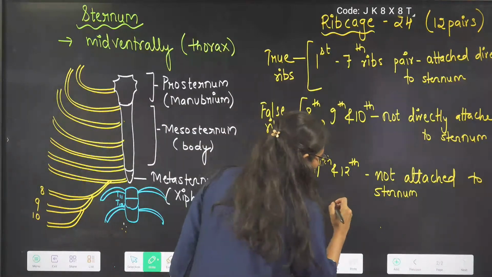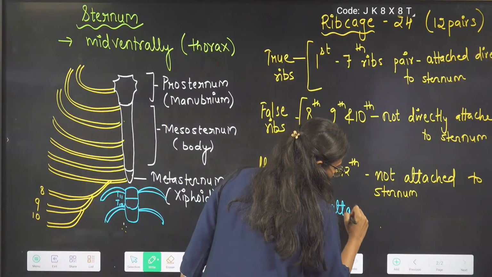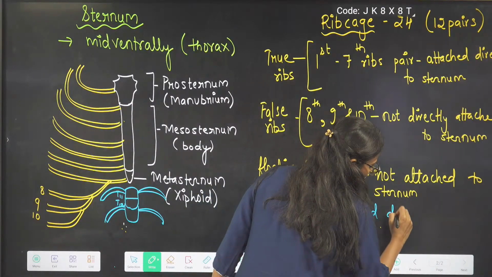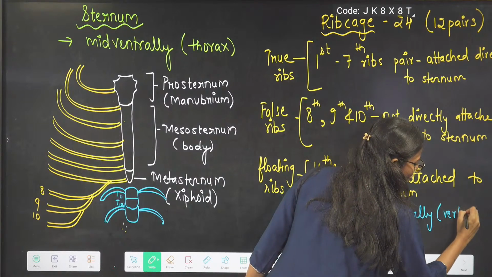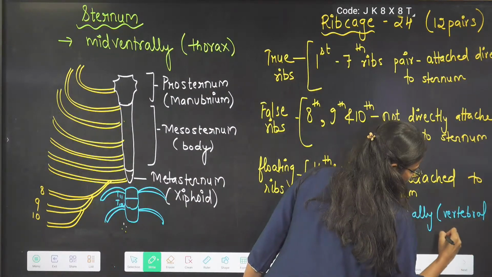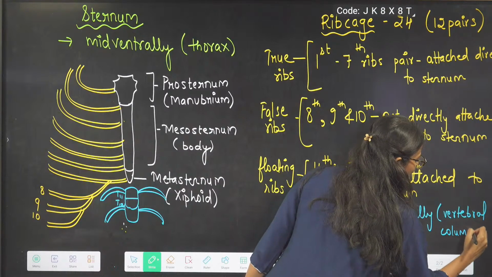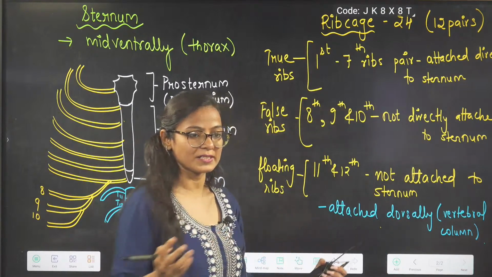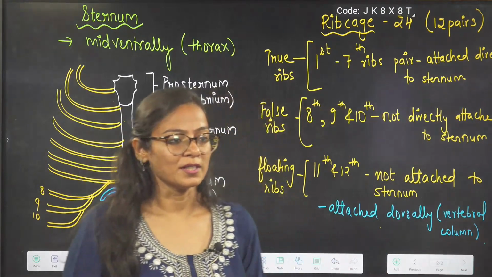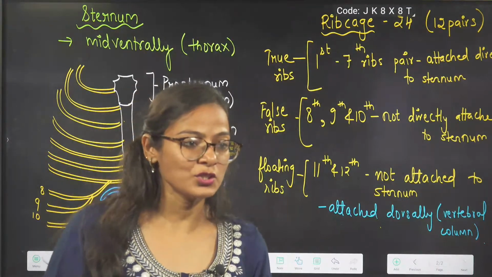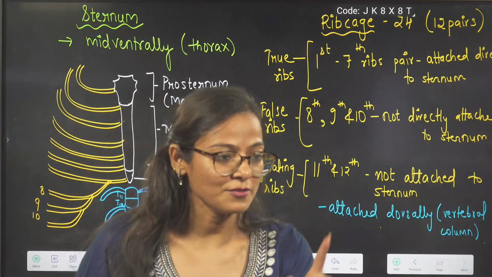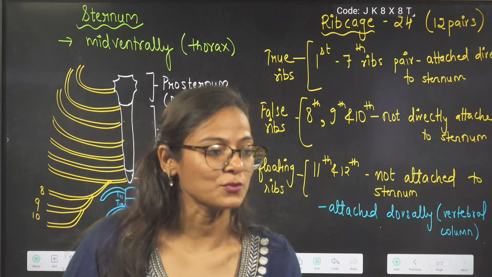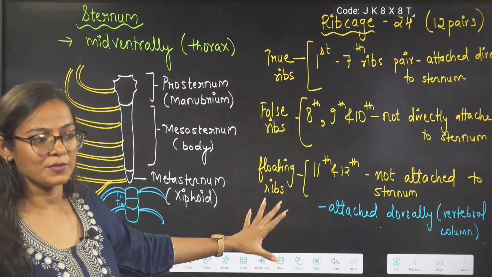So where are these two attached? These are attached dorsally to the vertebral column. So that's how that whole ribcage like structure will be formed. Understood everyone? Ribcage? Yes, Sri Lasya, I will answer your question very soon. Right? So understood this point everyone?